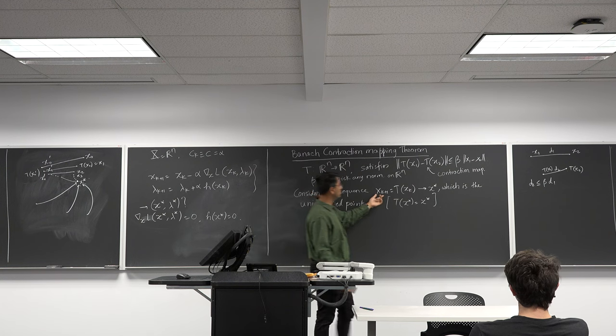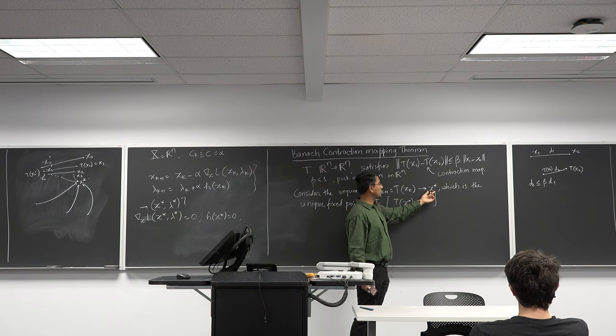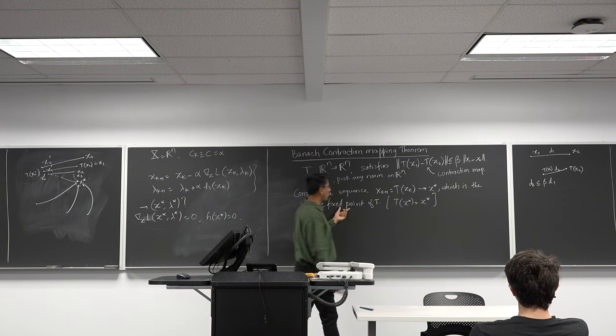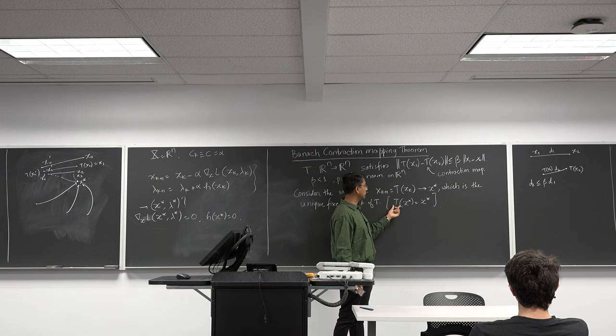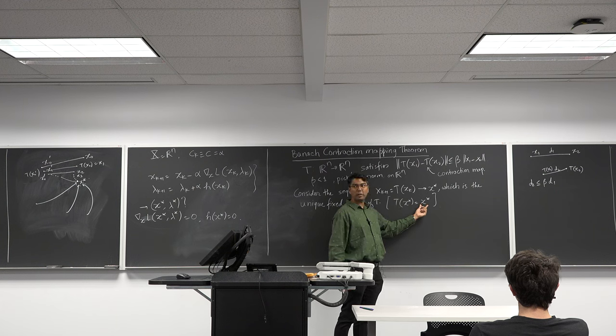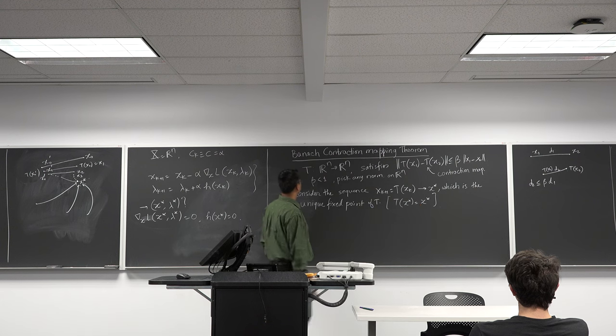You look at a sequence, that sequence is going to converge to X star, which is the unique fixed point of T. A fixed point of this map is such that if you apply the map on the fixed point, the point doesn't change. You get the same point again. And remember, this map maps Rn to Rn.